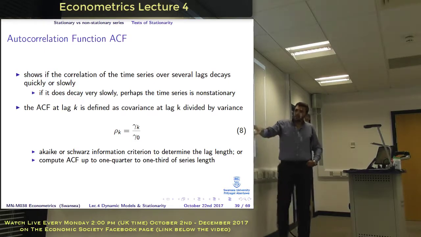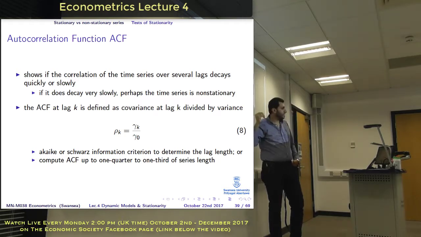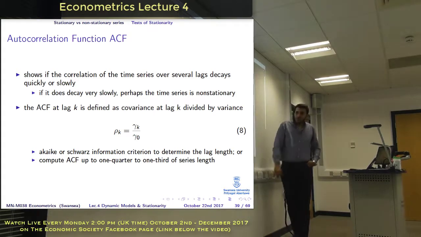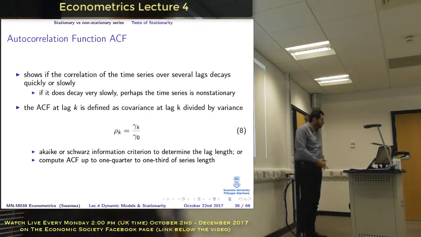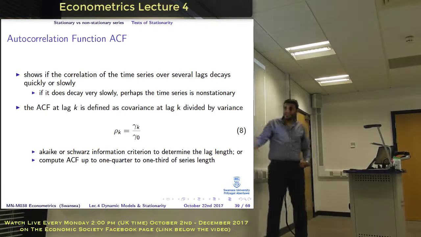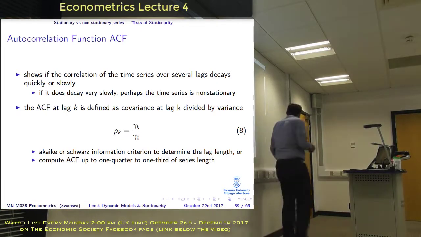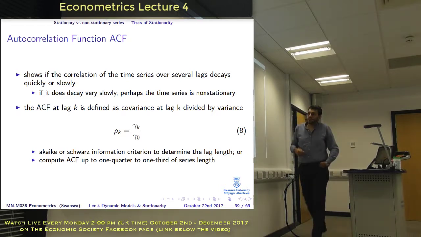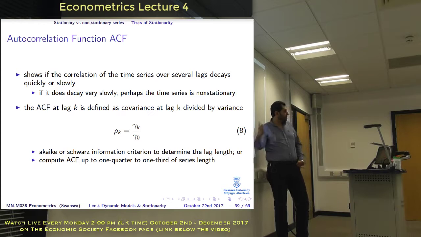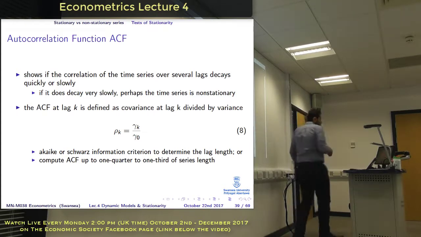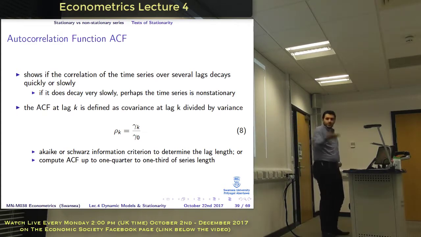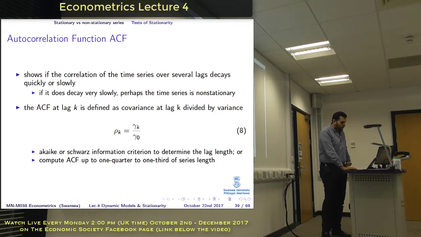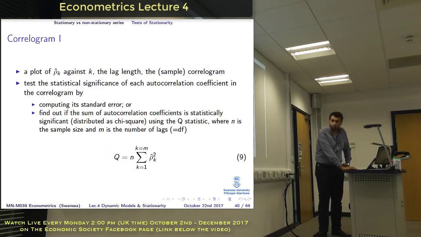Of course you can use any criteria to decide how many lags to use, and as a rule of thumb, you could compute the autocorrelation function up to 1/4 or 1/3 of the series length, depending on how many data points you have. So there are two different ways to decide how many lags to go back in time. But this is not the problem here. This is not what we're looking at.